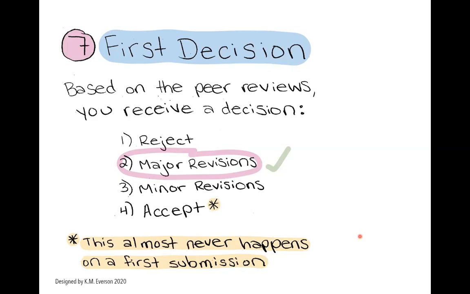Or maybe it's just some minor revisions. That's nice. You just make a few edits here and there. Very rarely do they just outright accept it without any kind of changes. Even the most successful scientists with a long track record of publications, who are polished and have been doing this forever, very, very rarely pass peer review without any type of revision.